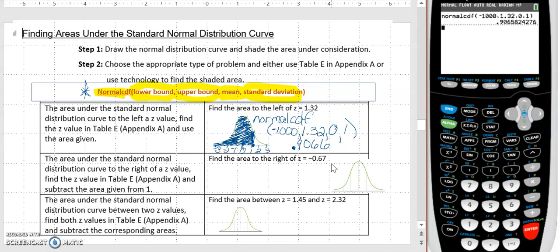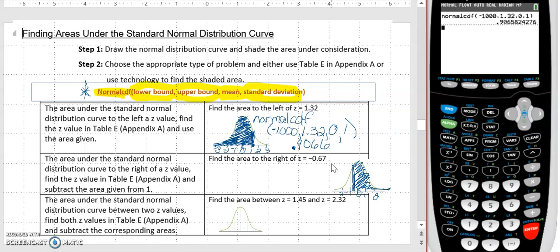Here we want to find the area to the right of negative 0.67. So I'm just going to estimate here where my 0, negative 1, negative 2, negative 3, and our 1, 2, and 3 are. And I'm looking to the right of negative 0.67. So I'm going to kind of sketch that in here. And this is the area I want.